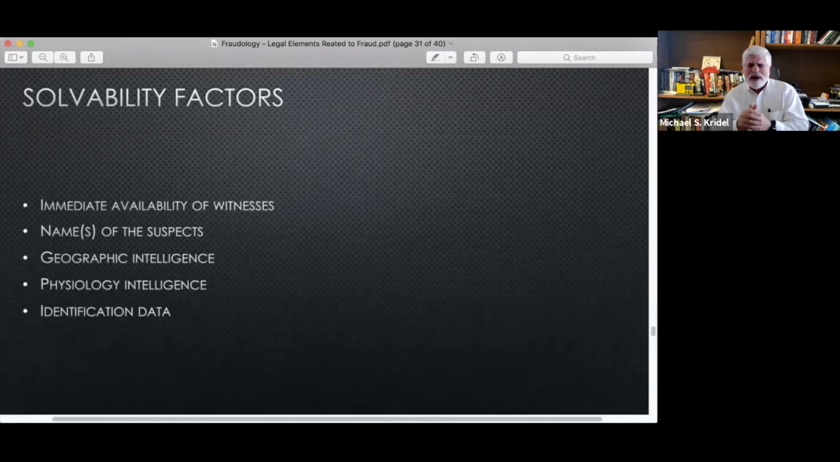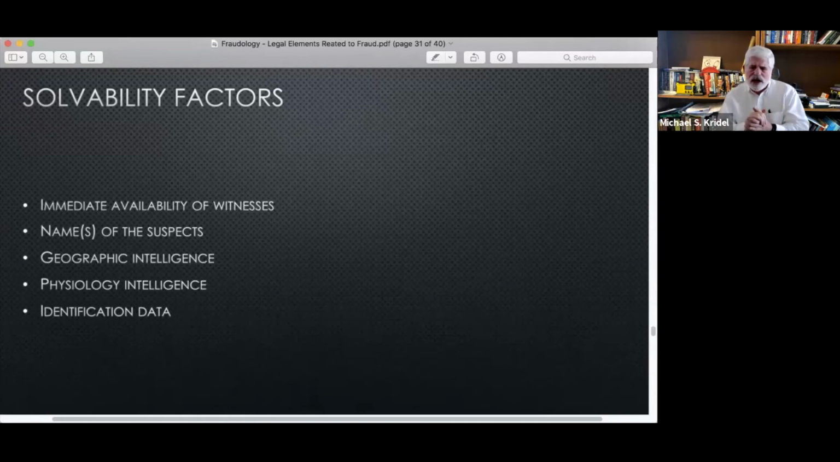Factors of solvability, being able to solve your case. Availability of witnesses as early as possible, before they forget, before they change their minds, before somebody can talk to them. And the witness that is most overrated are eyewitnesses, because for the most part, they don't change the case. You have to identify your suspects, get the names, eliminate those who are not suspects any longer, that exclusionary initial part of an investigation.